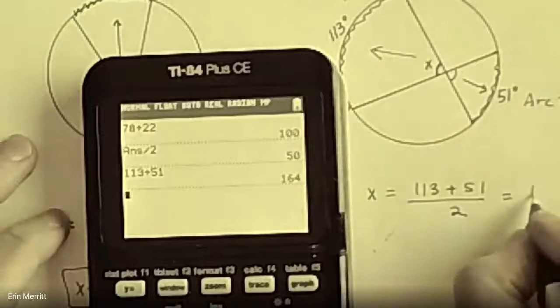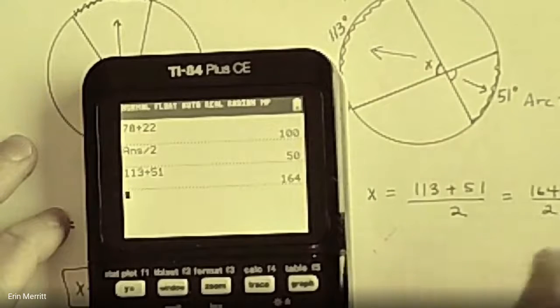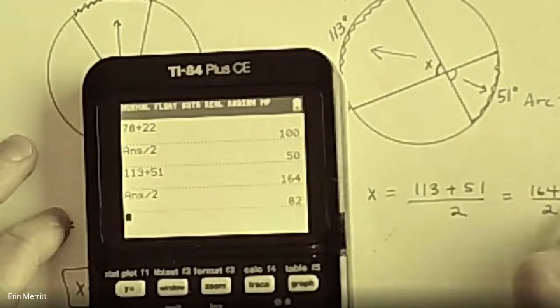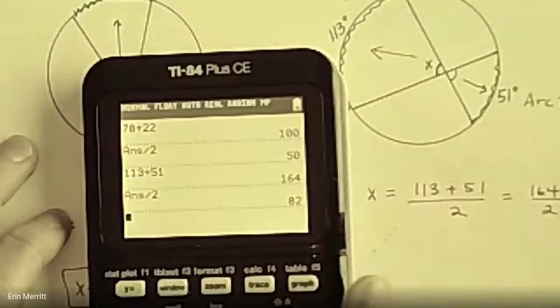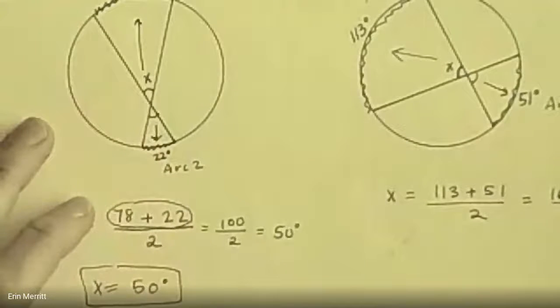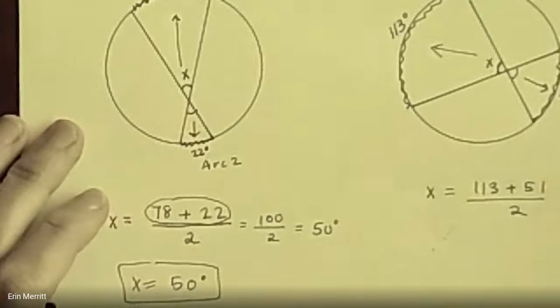That'll give me 164 divided by 2. So that angle has to be 82 degrees. Now, is it perfectly drawn to scale, these diagrams? No. So keep in mind, if it doesn't look perfect at 82, that's not intentional.